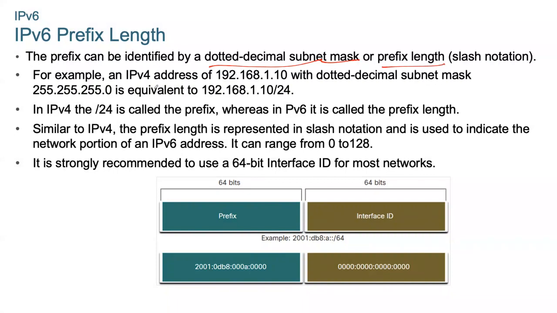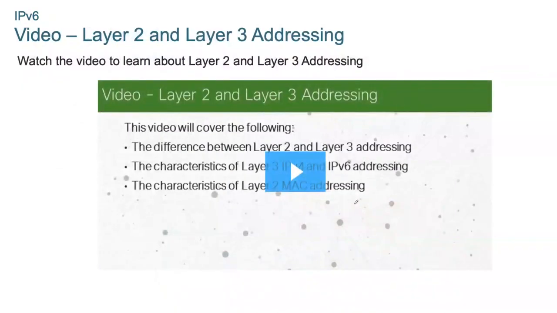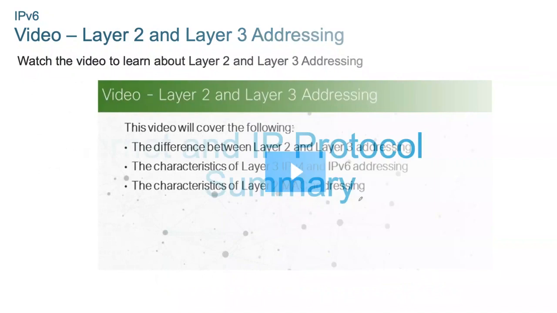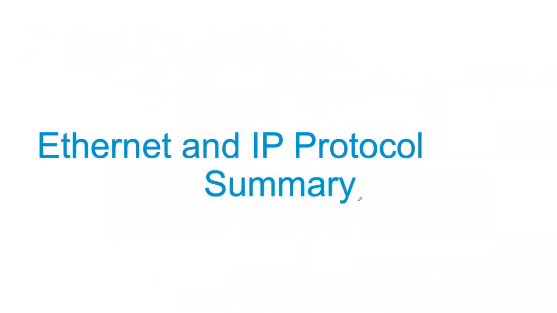If you have an IPv4 address, suppose 192.168.1.10 with a dotted decimal subnet mask, this is equivalent to the slash notation as we discussed. In the same way, IPv4 with /24 is called the prefix, whereas in IPv6 it is called the prefix length. That is similar to the IPv4 prefix length, and it is strongly recommended to use a 64-bit interface ID for most networks. In the next class I'll try to play a video for you.